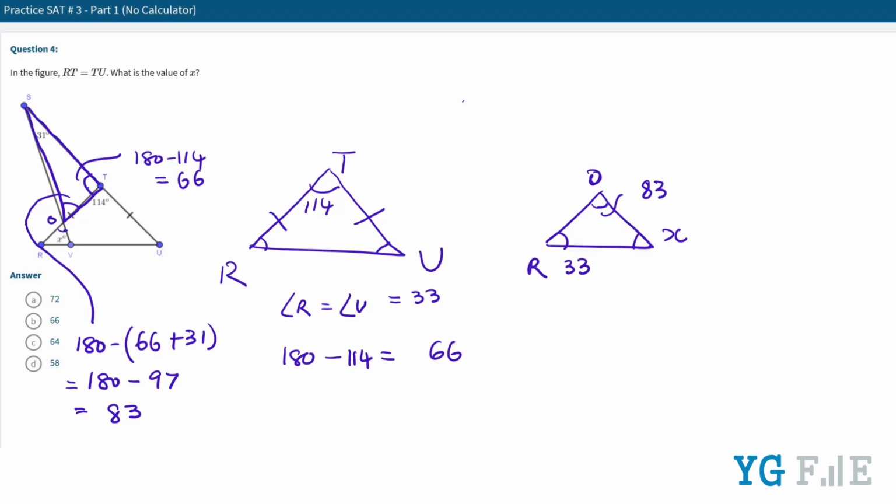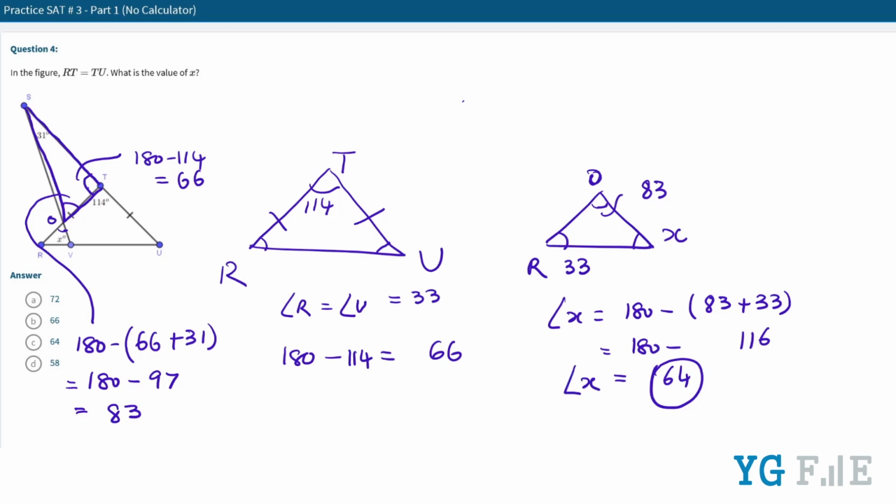Now that we know two angles, angle X will simply be 180 minus the sum of 83 and 33. So this becomes 116. So we are getting 180 minus 116 as 64. So 64 is the angle X. Let us write this like this. And when we check the options here, we see option C matches the answer that we got.